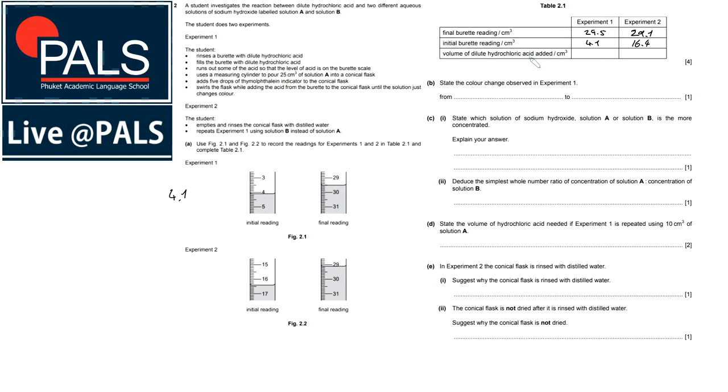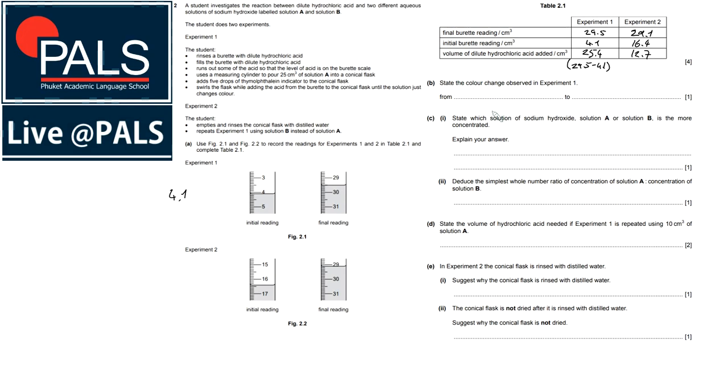So volume of dilute hydrochloric acid added, so we just find the difference between these, and that is 25.4 here, 29.5 minus 4.1, that's how we do it. And here we have 29.1 minus 16.4, and that should be 12.7. So that's easy, 4 points. Now just make sure that you have read the values correctly. Be careful here, not that usually gives you a lot of free points.